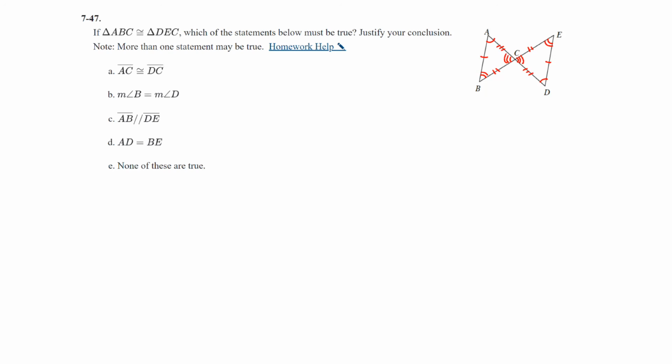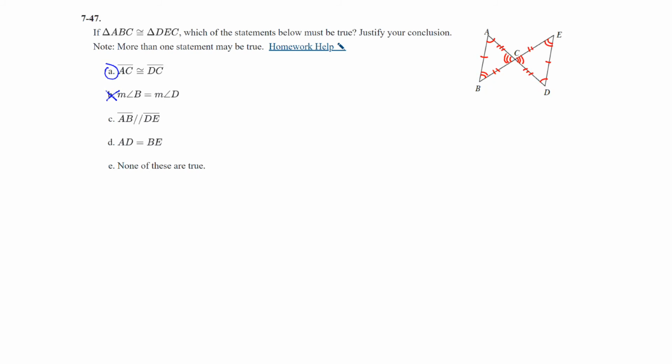Is line segment AC congruent to DC? Well, let's look. AC is right here, which has the 3 markings, and then DC. And so, yes, that is true. So A is a true statement. Is angle B congruent to angle D? That is no. And once again, you can just look at this one has 2 and this one has 1, or you can use your congruency statement.